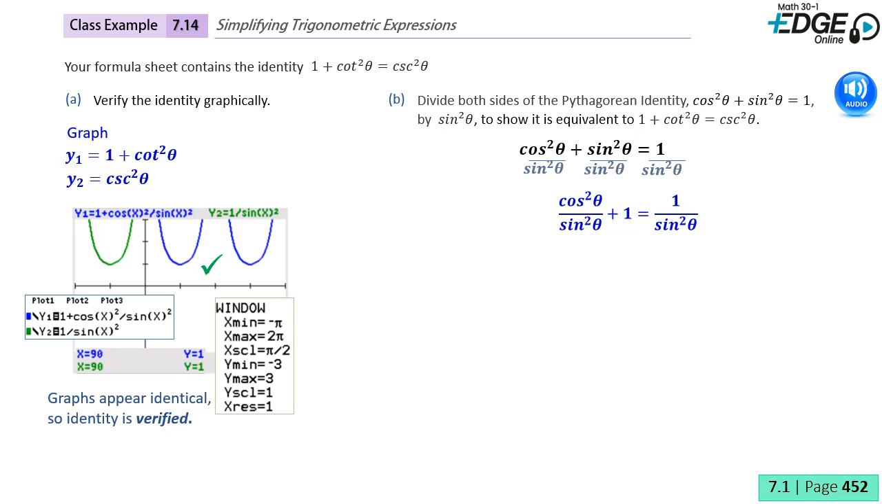Here we see that sine squared over sine squared simplifies to 1, and we'll now use our identity sheet to simplify cos squared over sine squared and 1 over sine squared. Because cos over sine is cotangent, cos squared over sine squared will be cotangent squared. Because 1 over sine is cosecant, 1 over sine squared will be cosecant squared.